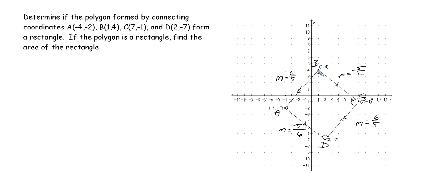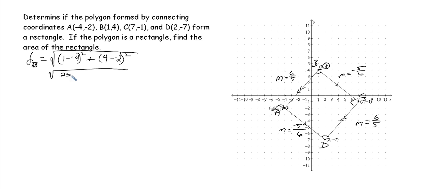If we use AB and BC, that would get us a length and a width. So the distance for segment AB would be equal to the square root of the x-coordinates, 1 minus -4, squared, plus the y-coordinates, 4 minus -2, squared. Five squared is 25. 6 squared is 36. 25 plus 36 is 61. Is that correct? Yes, 25, 20 and 30 is 50, plus 11, 61. Yes, square root of 61.